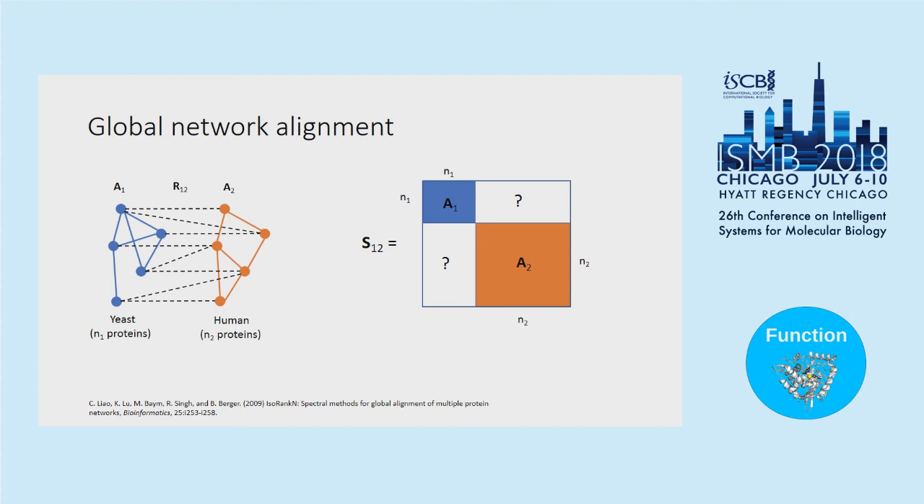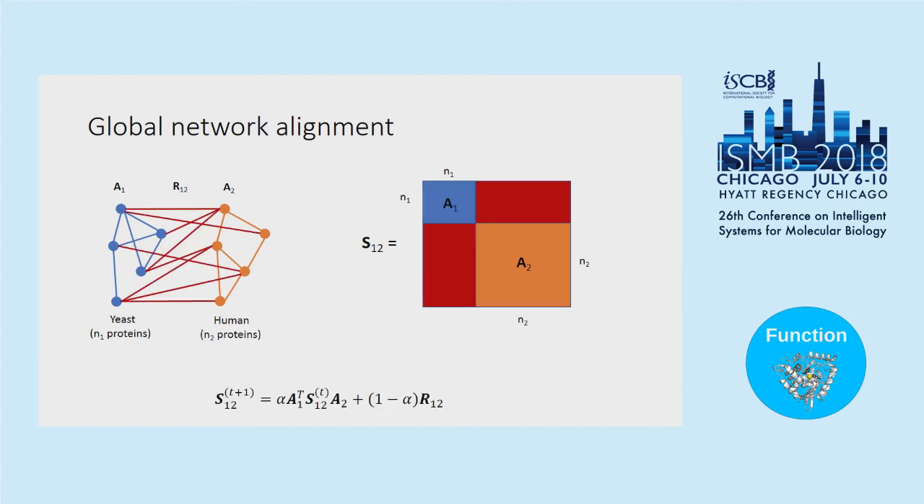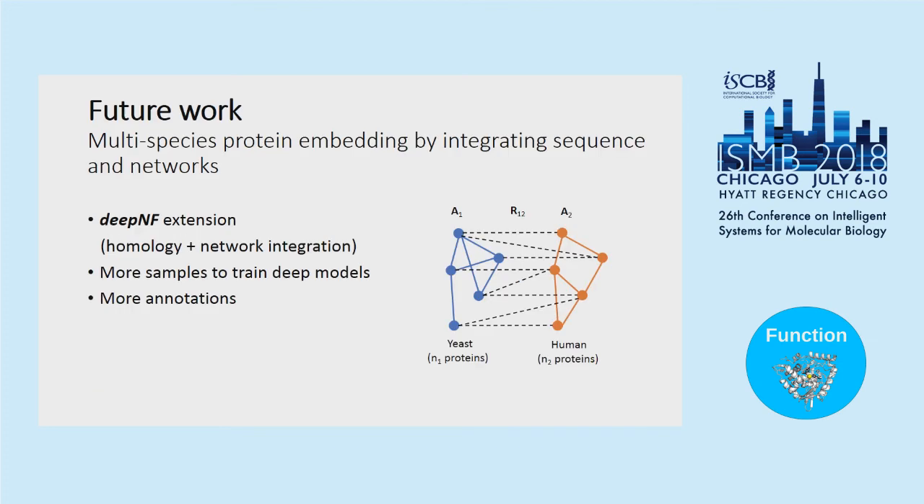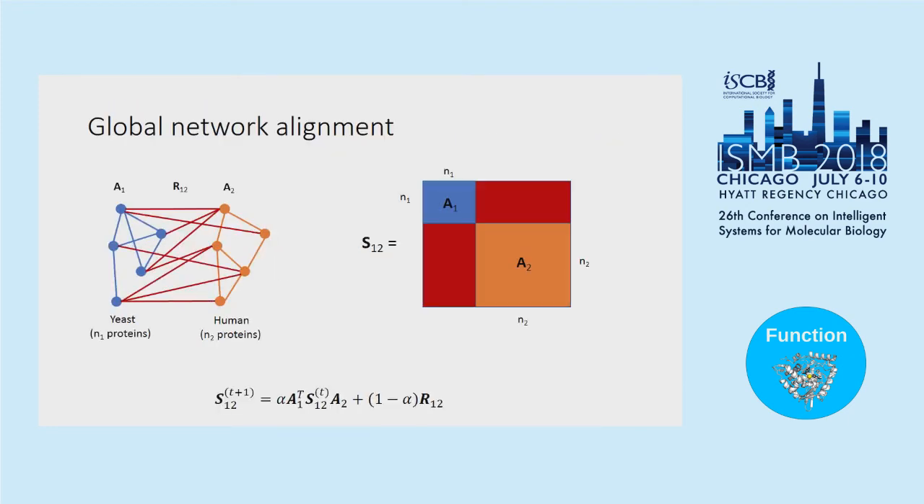The reason for that is that we want to have more samples to train on and also more annotations. Also, there are situations, for example, for some bacteria for which you don't have fully complete networks or interactomes, so you can maybe use some other networks plus homology, with the help of sequence similarity, to first create these features and then predict function.